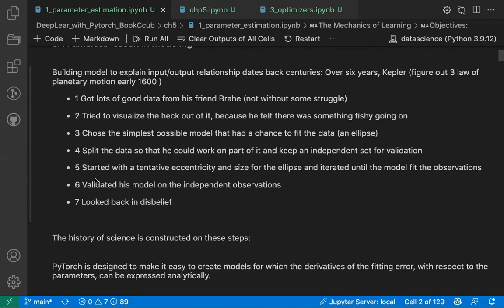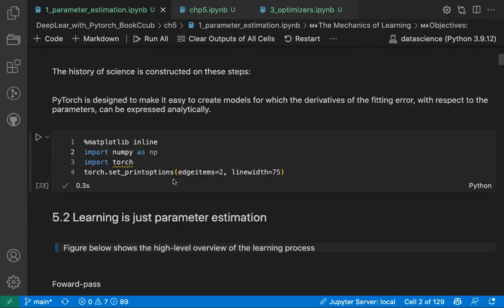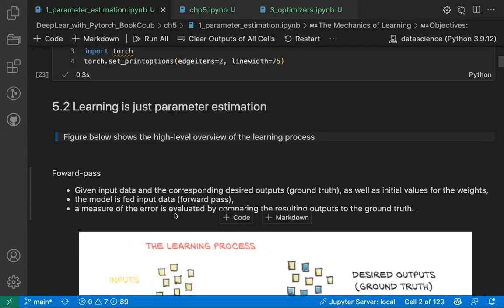In fact, there is stuff like going through the loop and other things. PyTorch does all these kinds of steps. That's the essence of why we are using PyTorch: to abstract this. So let's go to the first step. Learning is just parameter estimation.